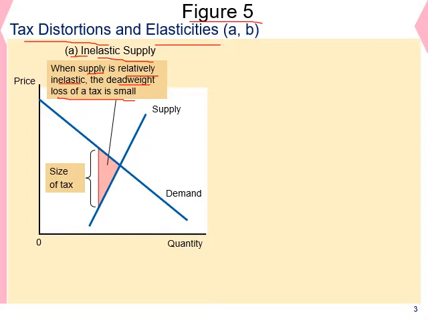How do you know that a supply curve is relatively inelastic? You can see the curve is going to be much steeper, meaning close to a vertical supply curve. If it's closer to being a vertical supply curve, then it's going to be inelastic. So with an inelastic supply curve, the deadweight loss is only the shaded area, and this is the size of the tax.